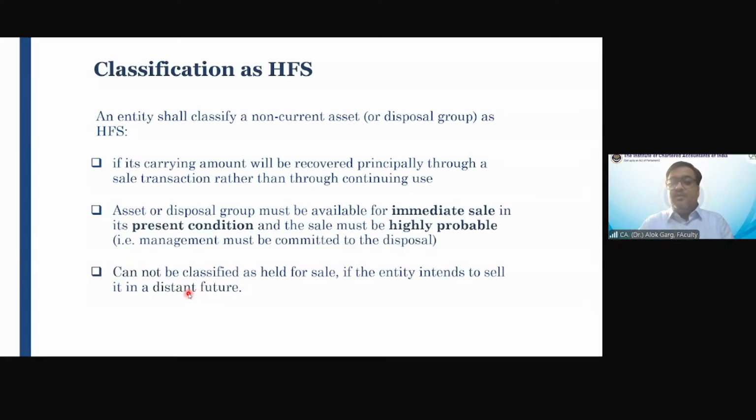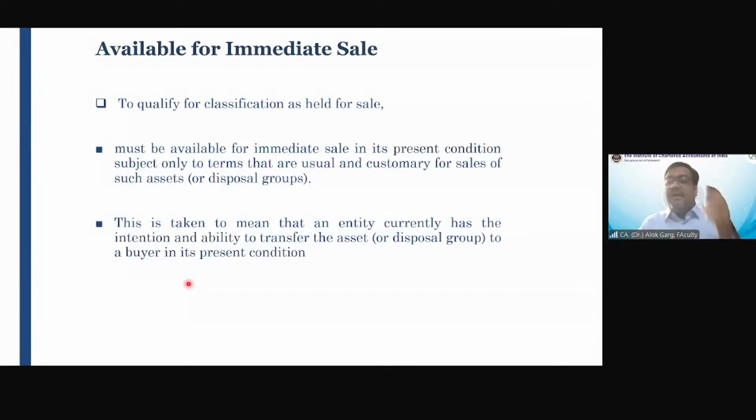Right? So when will a non-current asset be classified as held for sale? When two conditions are met, ISPC and HP. ISPC means available for immediate sale in present condition. To qualify for classification as held for sale, it must be available for immediate sale in present condition, subject only to the terms that are usual and customary for sale of such asset or disposal group.